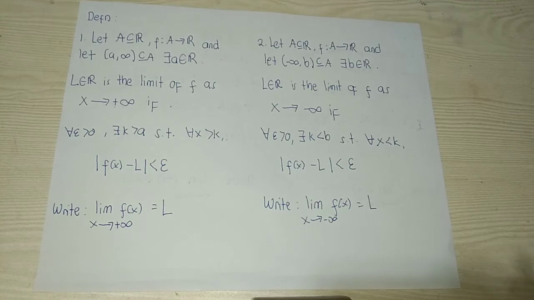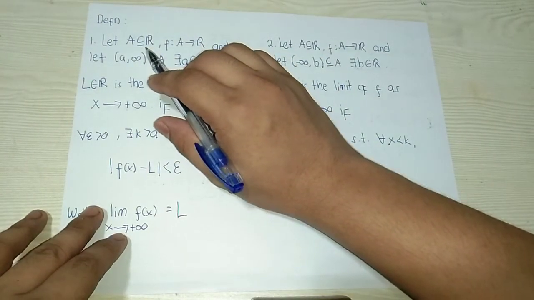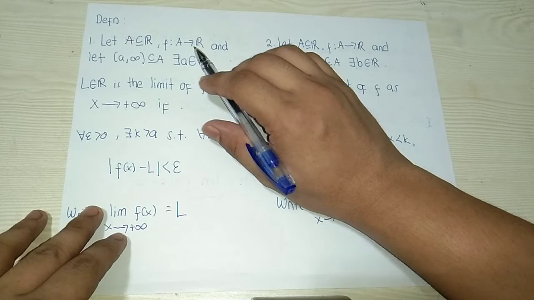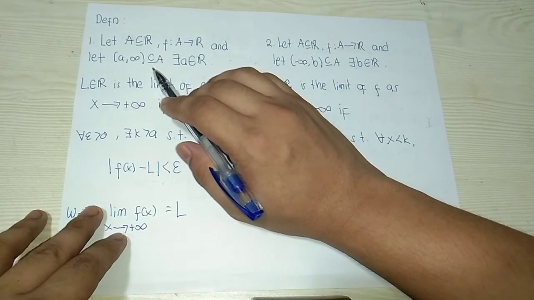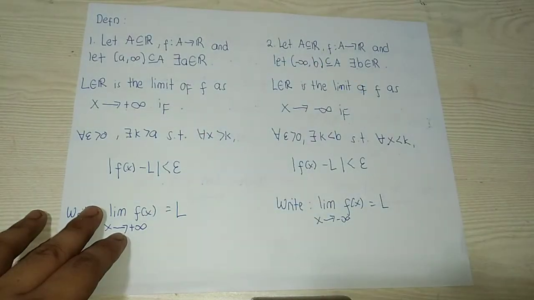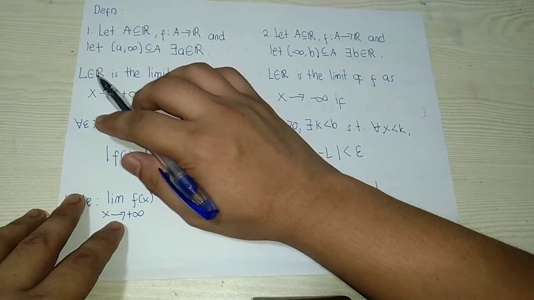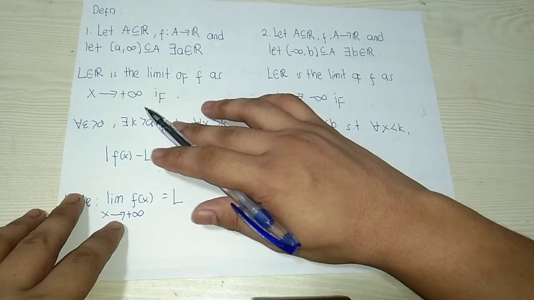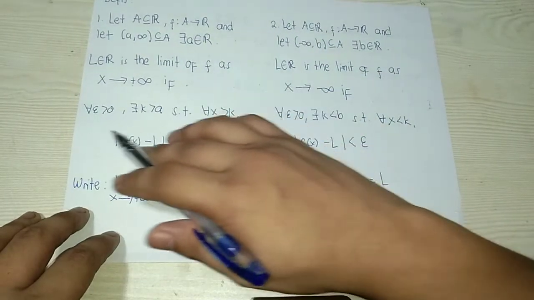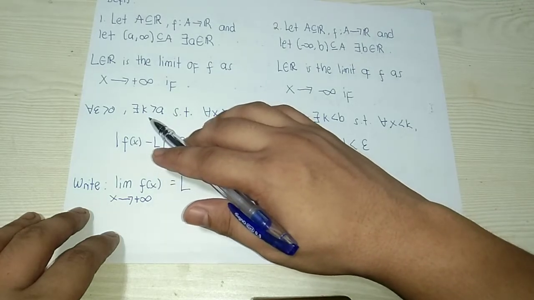In this video, we're going to discuss limits at infinity. So let's have the definition. Let A be a subset of R, f be a function from A to R, and let (a, infinity) be a subset of A for some a element of R. L, a real number, is the limit of f as x approaches infinity, or as x increases, if for any positive epsilon there exists k greater than a.